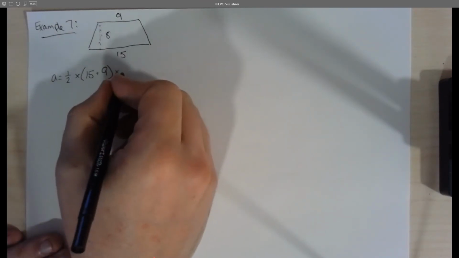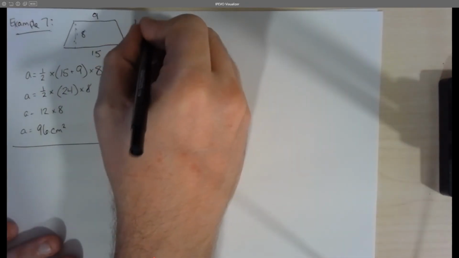Times base 1, which is 15, plus base 2, which is 9, times a vertical height or a perpendicular height of 8. So I'm just plugging in what I know into the formula and solving from there. So now area equals 1/2 times, brackets first, remember order of operations. So 15 plus 9 is going to be 24, times 8. Area equals 1/2 times 24, or 1/2 of 24 is 12, times 8. And so all we have left to do is multiply that to get an area of 96 centimeters squared.